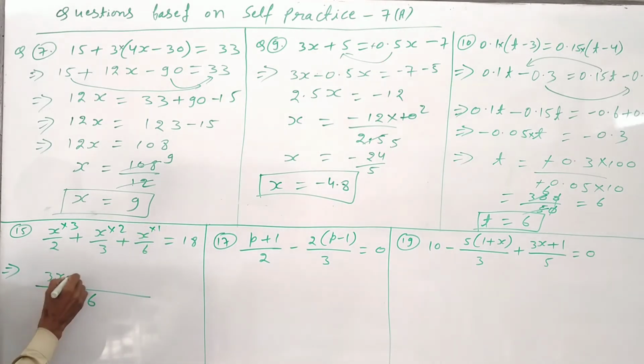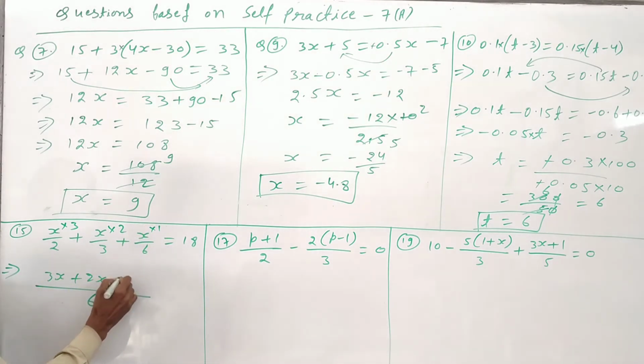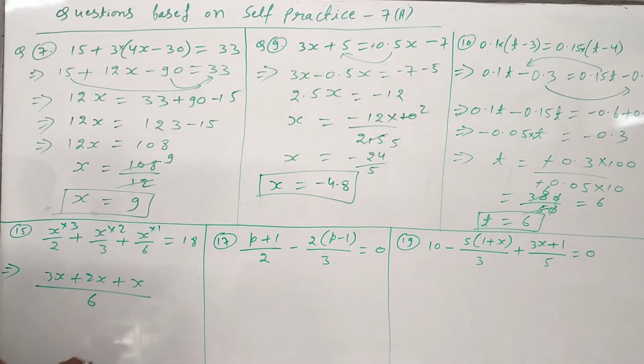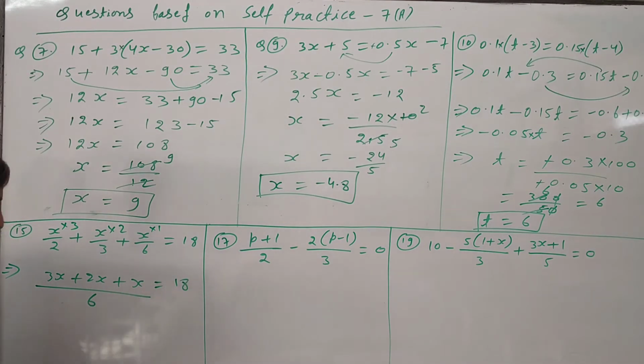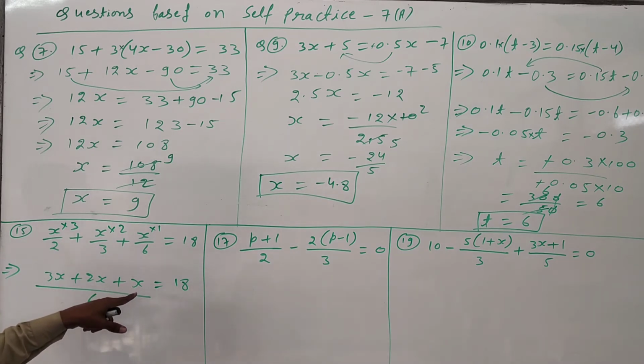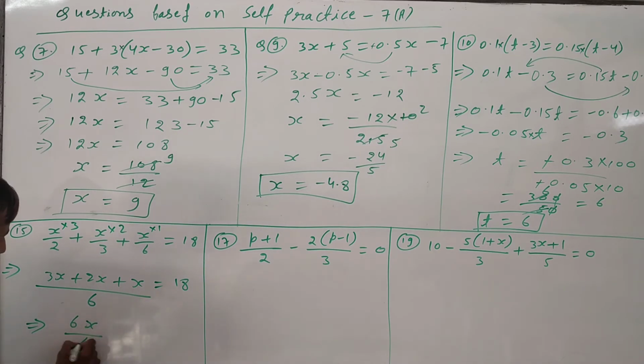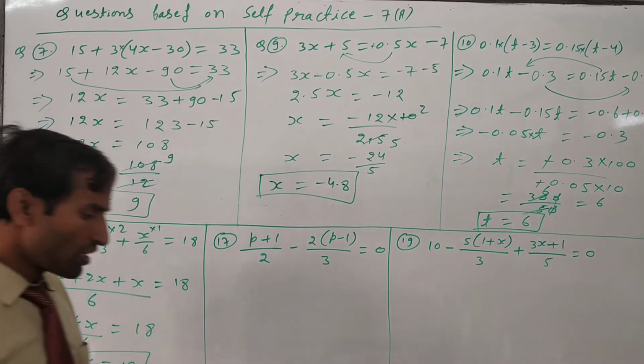So here 3x will come plus 2x plus x, no need to write 1, is equal to 18. Now we will add: 3x plus 2x is 5x and 1x, 6x. So it will come 6x upon 6 is equal to 18. Here 6 will get cancelled out. Then x is there, so the final answer is 18. x is equal to 18. This is the final answer. Okay. So like that we will do.